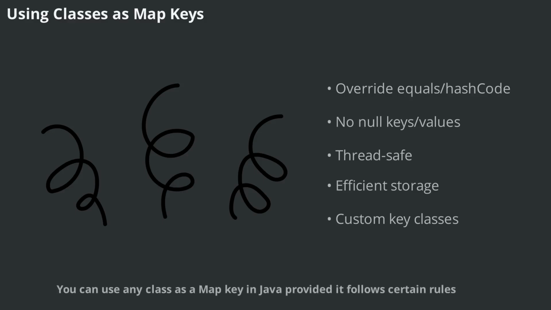You can use any class as a map key in Java, provided it follows certain rules. The class must override both the equals and hashCode methods to ensure proper functioning. This is important because a map relies on these methods to compare keys and store them efficiently. ConcurrentHashMap is thread-safe, and its default concurrency level is 16. However, you cannot insert null objects as keys or values in ConcurrentHashMap.